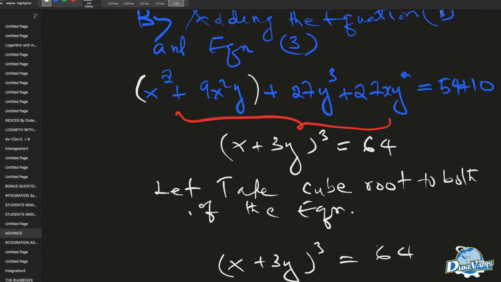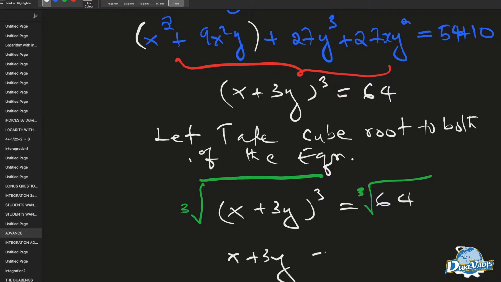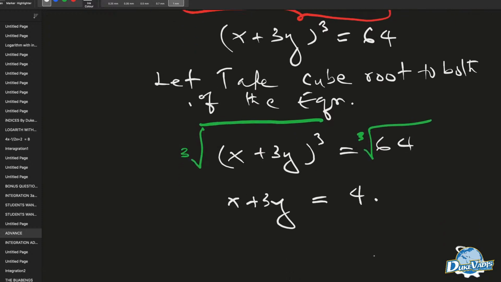So when we take cube root, this one will be cube root of the whole of this, and this will be cube root of this. And we all know that since we have cube, x plus 3y raised to the power cube, the equation will be x plus 3y equals 4. Then let's make x the subject. So this implies that x is equal to 4 minus 3y.